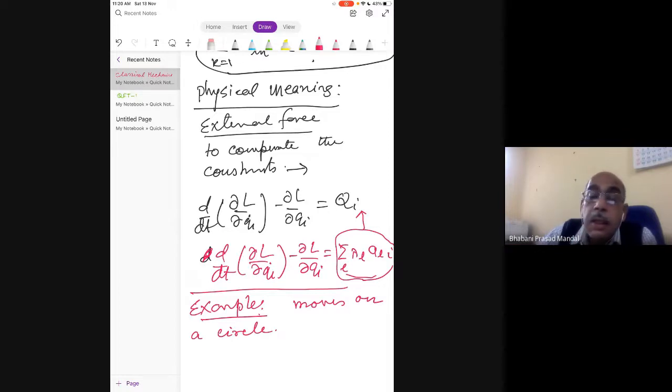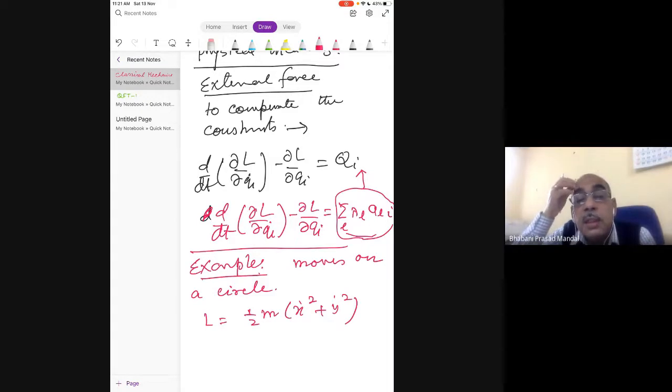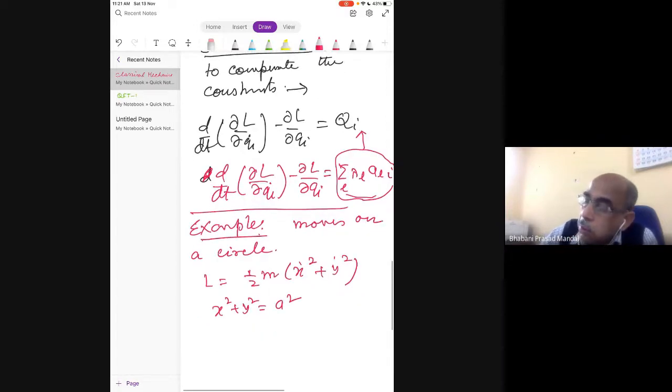The particle moves on a circle. So this means L can be written as half m (x dot squared plus y dot squared). It is a horizontal circle, so no potential energy. Okay, horizontal plane. And then the constraint equation is x squared plus y squared equals s squared. Okay, now this situation will deal with the new formalism. So first I'll write this constraint equation in that form.